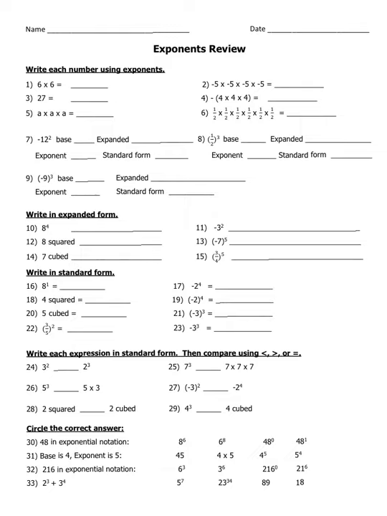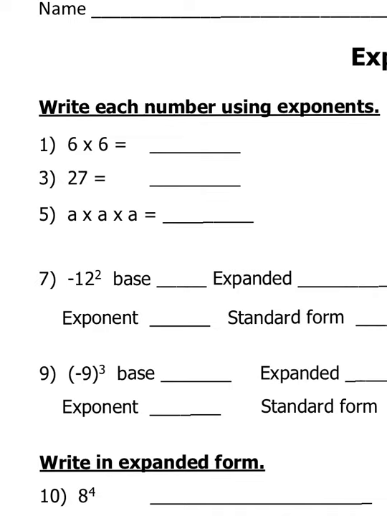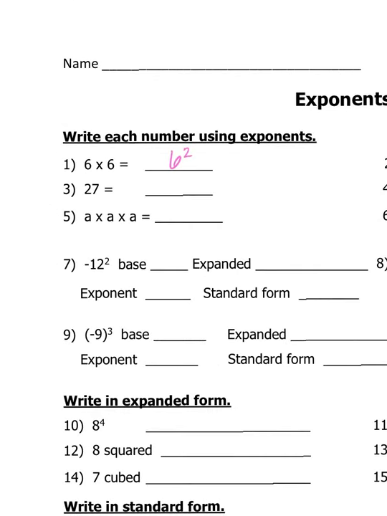key points on exponents. When we write in exponents, the exponent is the power. So for example, number 1, 6 times 6. We can rewrite 6 times 6 as 6 to the second power, because whenever we have a power, it's multiplying that number, or the base. The base here is 6. The exponent is 2. So we're multiplying that number by itself 2 times.